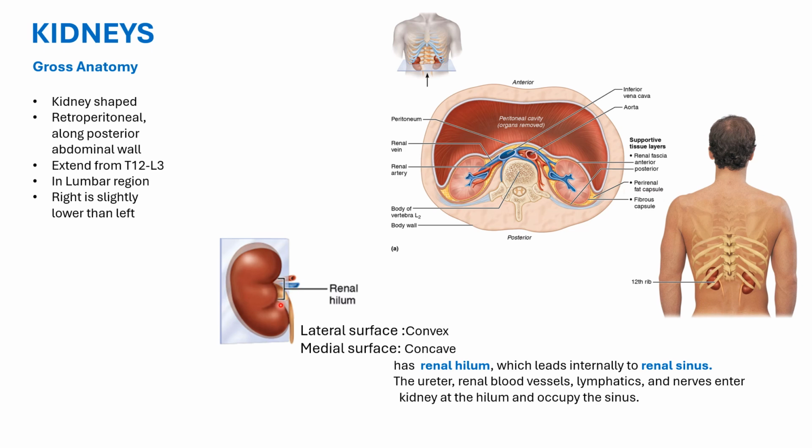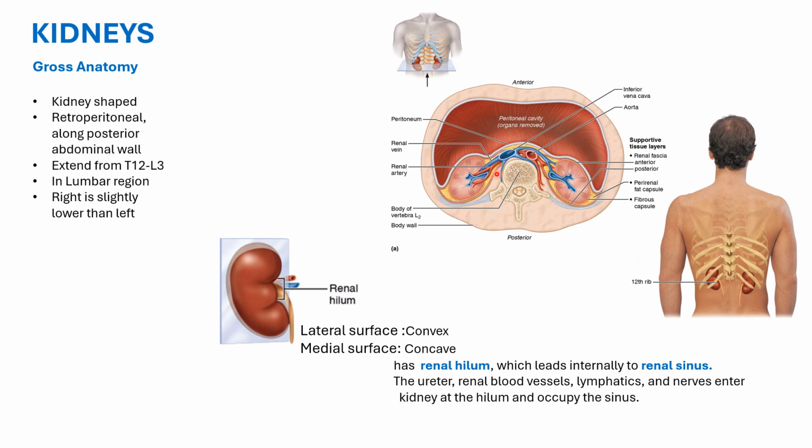And kidneys extend from the 12th thoracic vertebra to the 3rd lumbar vertebra, and they are present in the lumbar region. Remember, we did regions. There are 9 regions of the abdomen. The kidneys are present in the lumbar region. The right kidney is slightly lower than the left kidney because the liver pushes it down. On the right side, we have the liver, which pushes on the right kidney. As a result, the right kidney is at a slightly lower level compared to the left kidney.